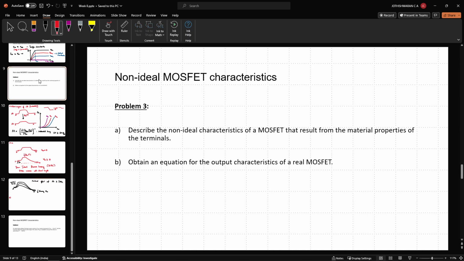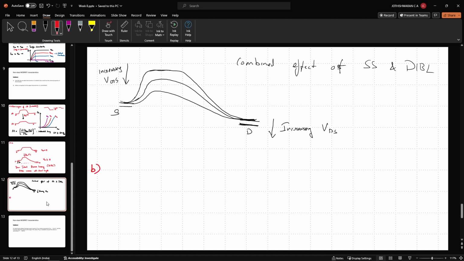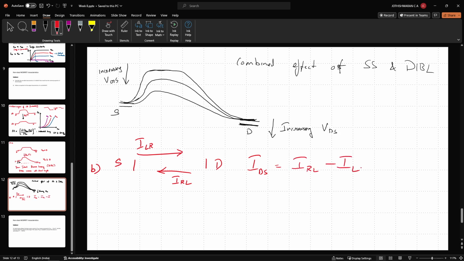Part B of this question, we are required to obtain an equation for the output characteristics of a real MOSFET. This derivation has been done in class. It's there in the lectures. So essentially, if we just look at the channel, then there is a current flowing from left to right. I shall call this ILR. And there is a current flowing from right to left, which I shall call IRL. So this is my source, this is my drain. IDS, I drain to source, which is the convention that I'm taking, is IRL minus ILR.